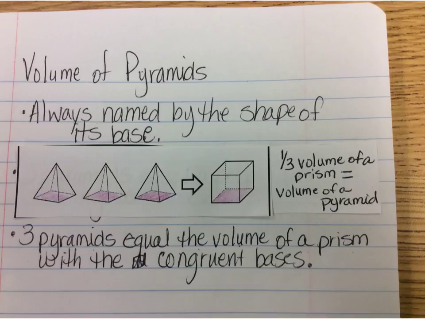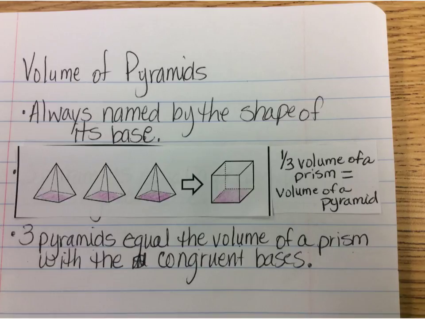Okay, the first thing I want you to do is turn to the next open page behind your cylinders, and title it just like you see it here, Volume of Pyramids, and put down what you see, which is always named by the shape of the base. So in this case, it's a square pyramid or a rectangular pyramid.